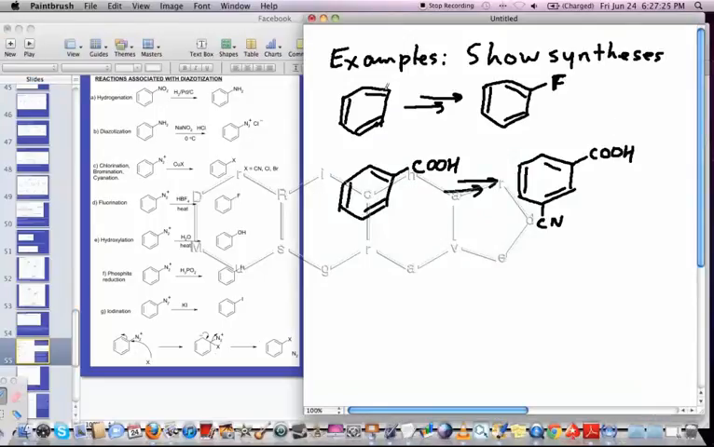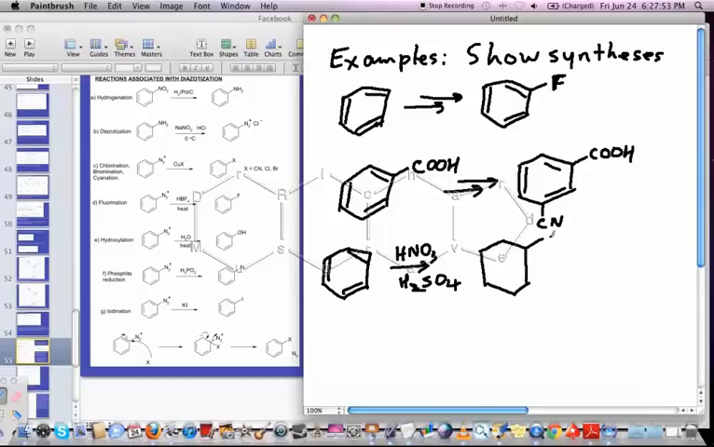Alright, so we can go from benzene to a fluorobenzene. In fact, this is really the only way that you can put a fluorine on an aromatic ring. There aren't very many useful processes that do that, except for this one. So what we do is we treat this with HNO3 and H2SO4, and that gives us the nitrobenzene compound. Then I can treat that with hydrogen over palladium, which gives me aniline.